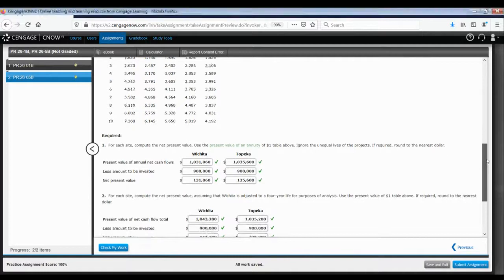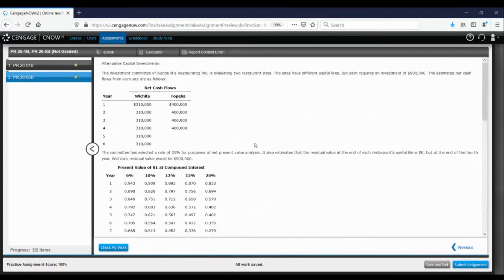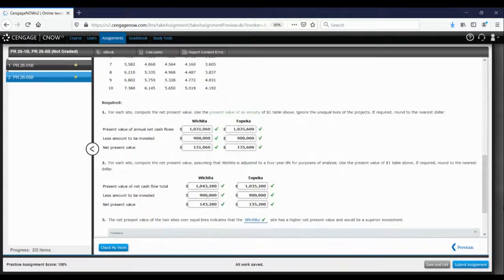But if you shorten the life to make them more equal in nature, if we shorten Wichita's life to 4 years, then we had to take in consideration that there was an extra cash flow for the scrap value if we sold a particular asset. So these are ways that we can evaluate our assets or our investments, and that's what this chapter is about.